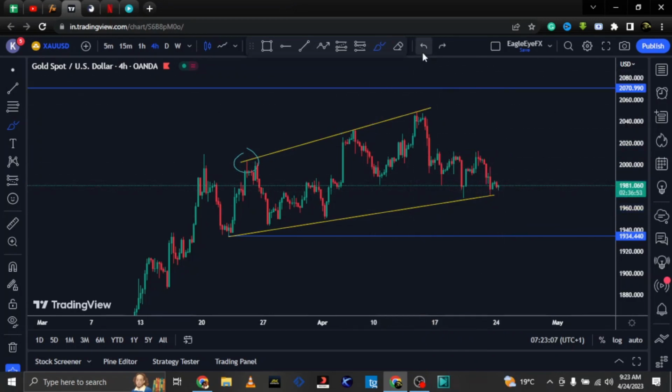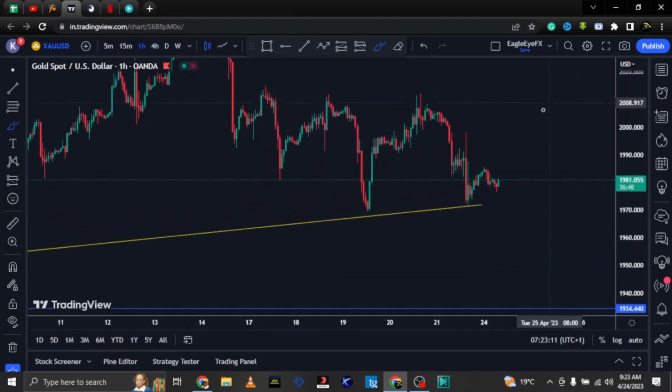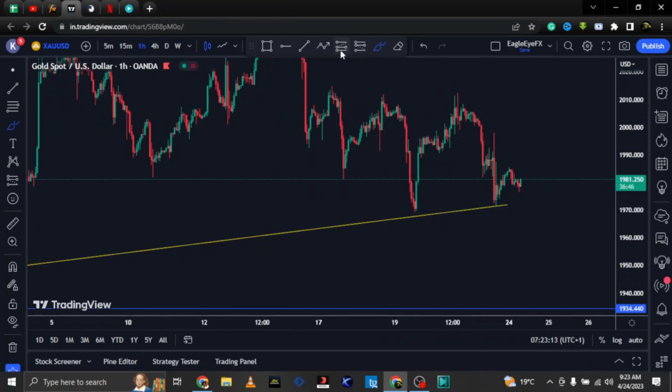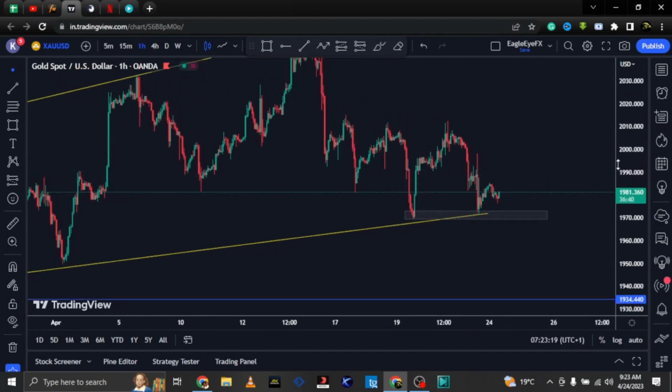So now, talking about the probable versus the possible, let me go to the 1-hour time frame. You can see two things can either happen here. So if I mark this level as a zone, there are two things that can happen over here.